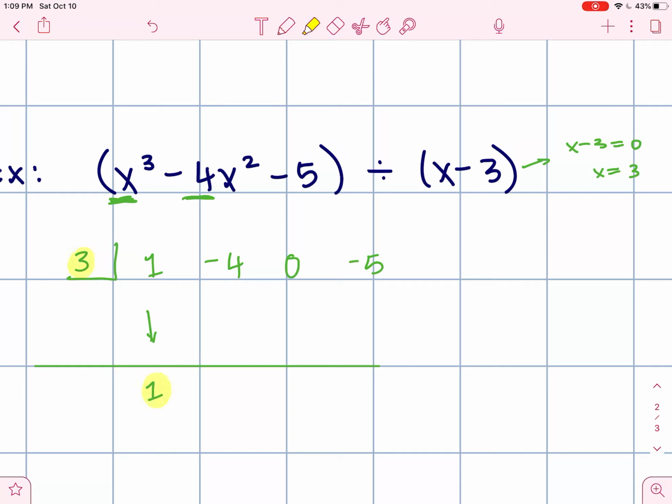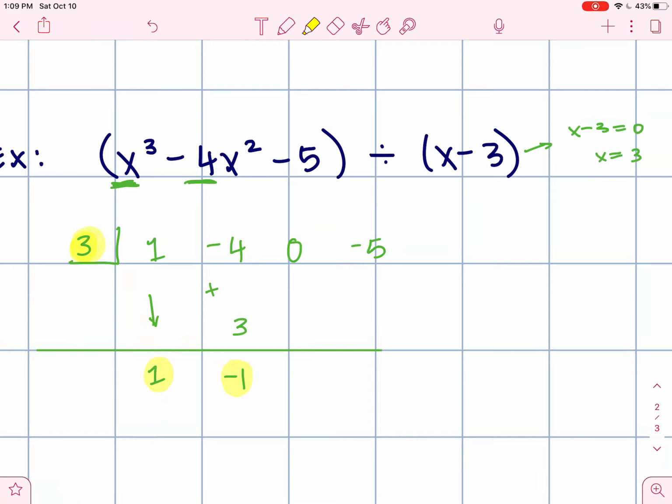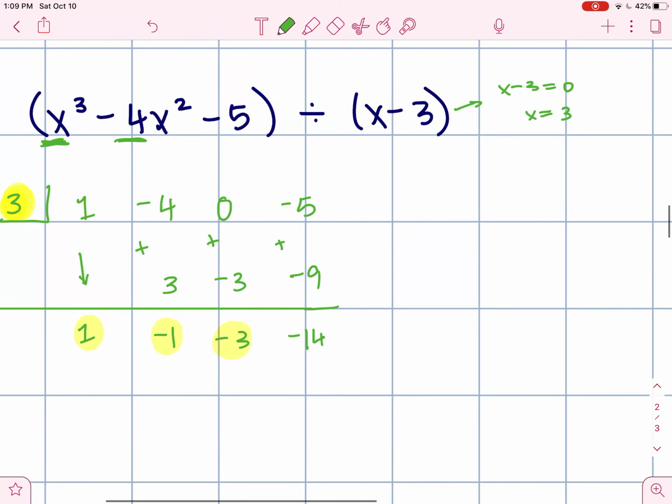So 1 times 3 is 3. -4 plus 3 is -1. Again, we're going to multiply. -1 times 3 is -3. 0 minus 3 is -3. -3 times 3 is -9. And then we have a large remainder here, so this is going to be -14.